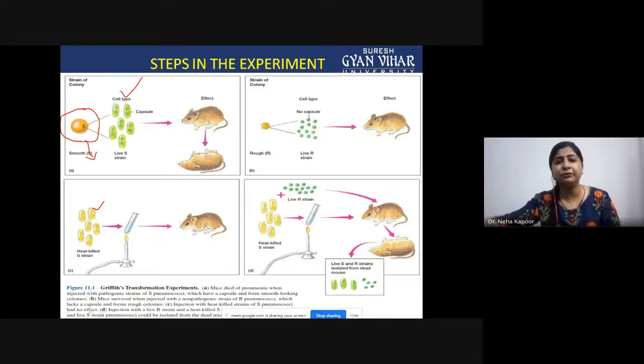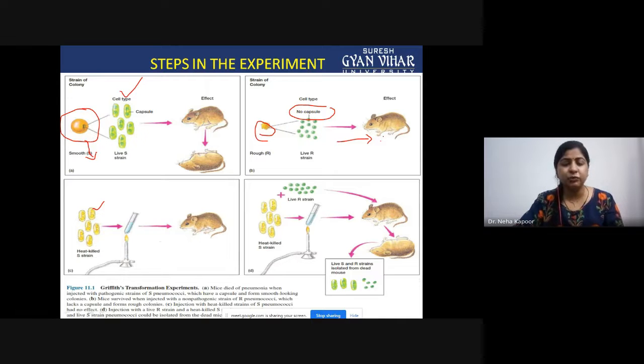So he again performed another test with the help of rough strain. So this is the rough strain. The colony morphology is rough. There is no capsule, as you can see. Once he injected this into the mouse, he got the info that the mouse basically survived. It is not getting pneumonia. So the main virulent strain is the smooth strain.